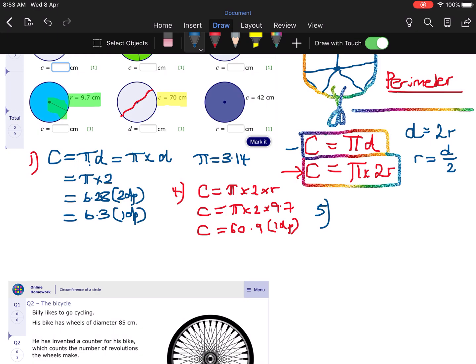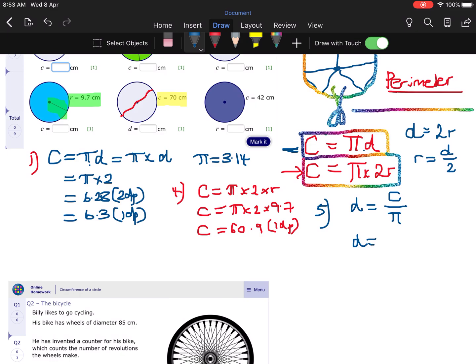If I rearrange this, then basically using a little bit of algebra, if C is equal to pi d, then if I rearrange that, d is equal to C divided by pi. So you can rearrange the equation in order to find the diameter. So C equals pi times diameter, so if I rearrange it, I do the opposite, take the pi over, which is multiply, and it becomes divide by pi.